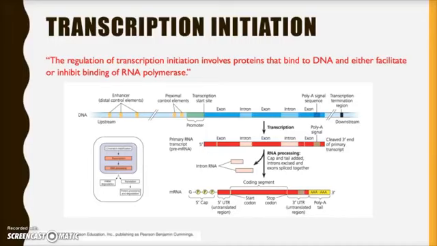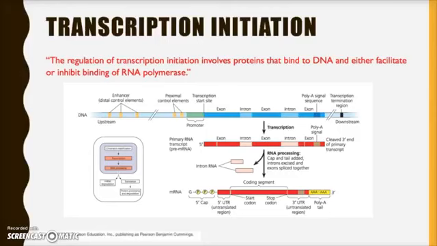And the next phase at which gene expression can be regulated is transcription initiation. The regulation of transcription initiation involves proteins that bind to DNA and either facilitate or inhibit binding of RNA polymerase.